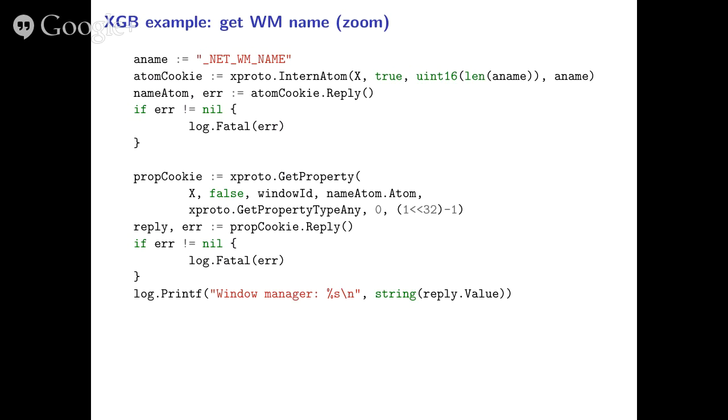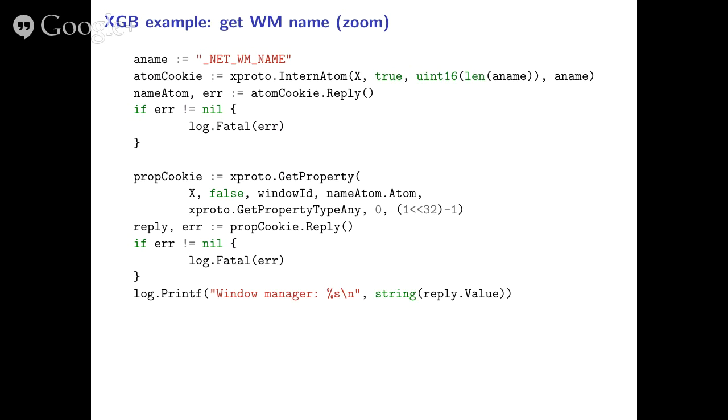The next request is getting a property on a window. The name of that property is represented by the atom, WM name. And then finally, it prints out the name of the window manager. The two things that I want to point out here are atom cookie and prop cookie.